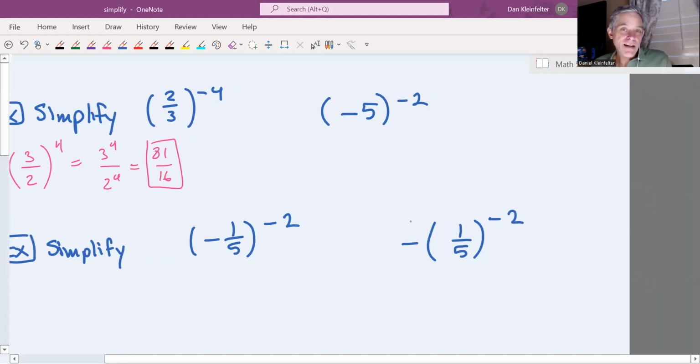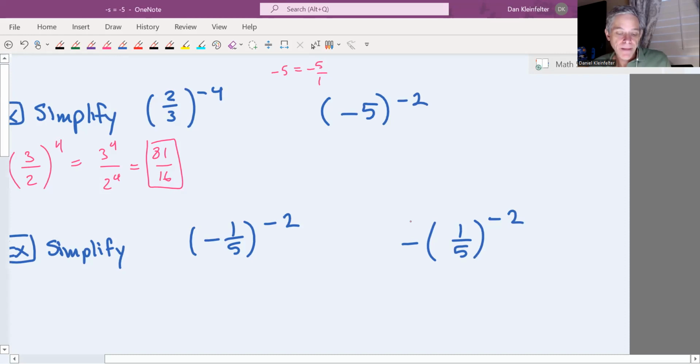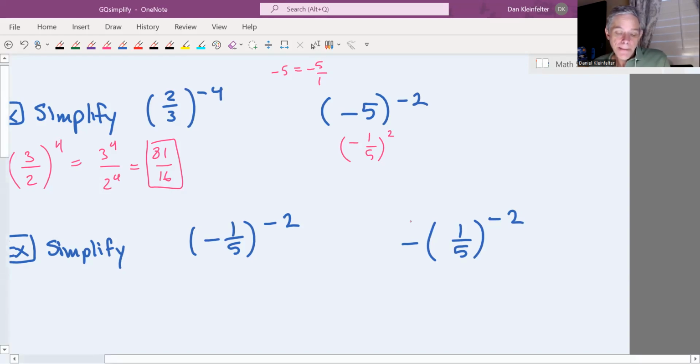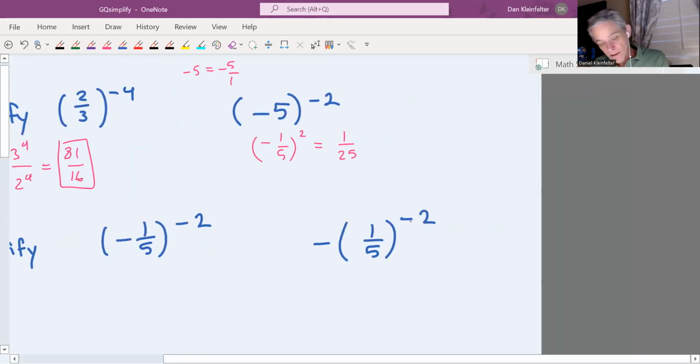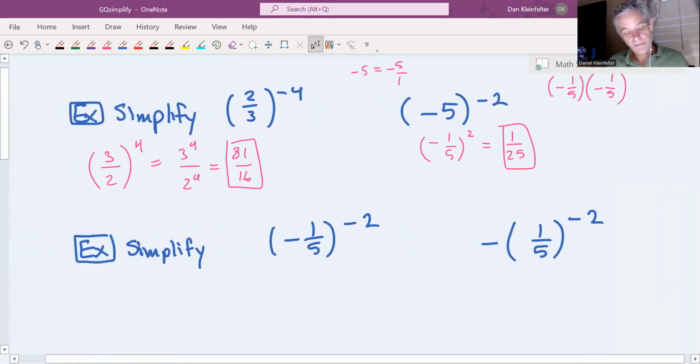Okay. Negative 5 raised to the negative 2 power. Remember that negative 5 is the same as negative 5 divided by 1. So we'll make that negative 1/5 squared, and that's positive 1/25. Why? Because we have negative 1/5 times negative 1/5, and a negative times a negative will be positive, and then we're multiplying numerators and multiplying denominators. So we will just get positive 1/25.